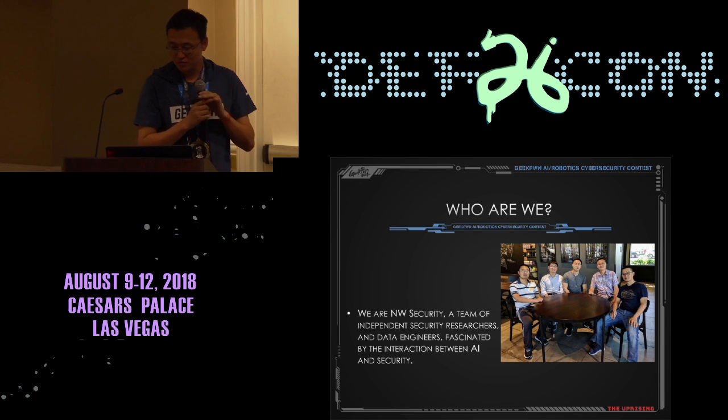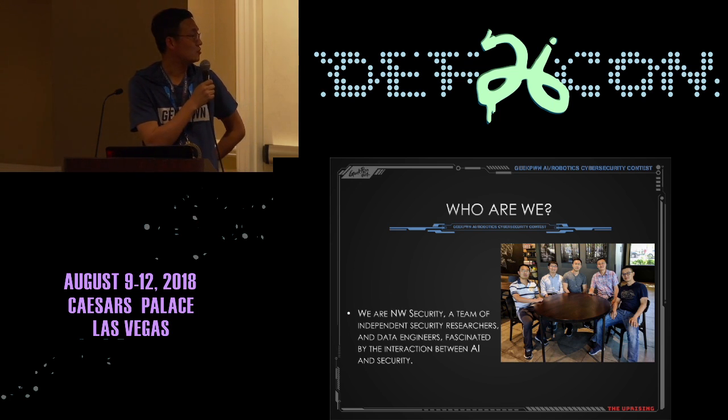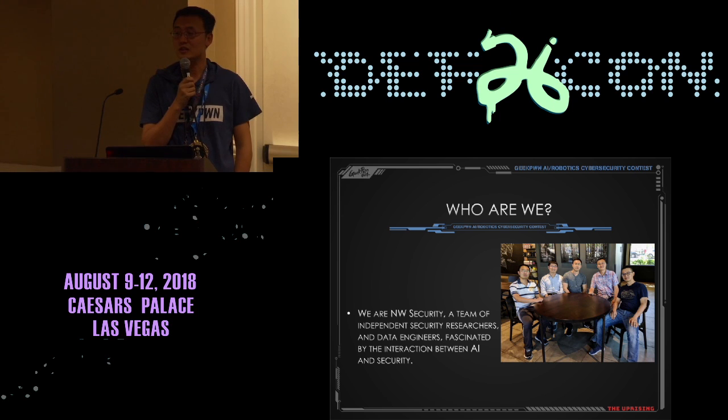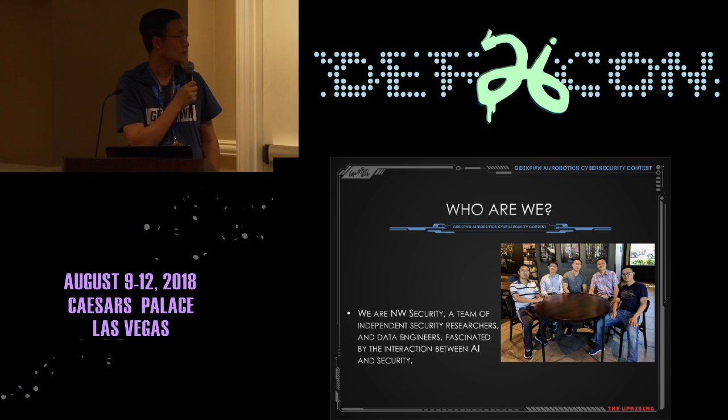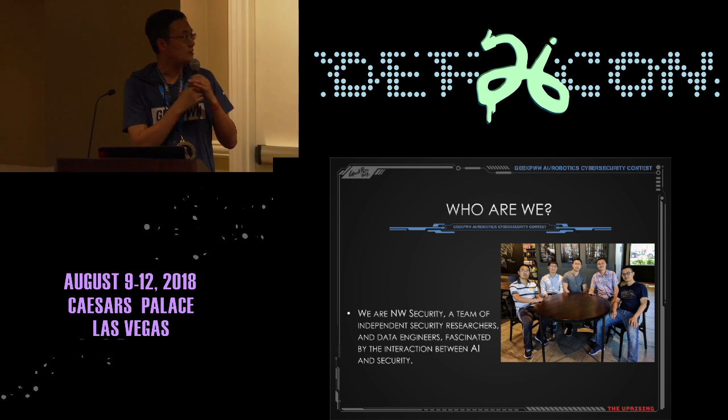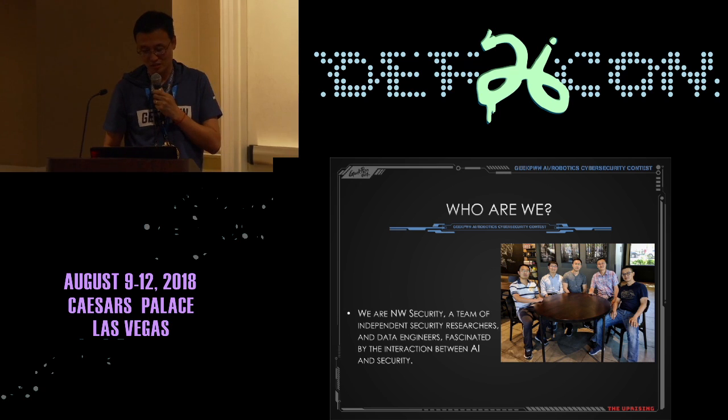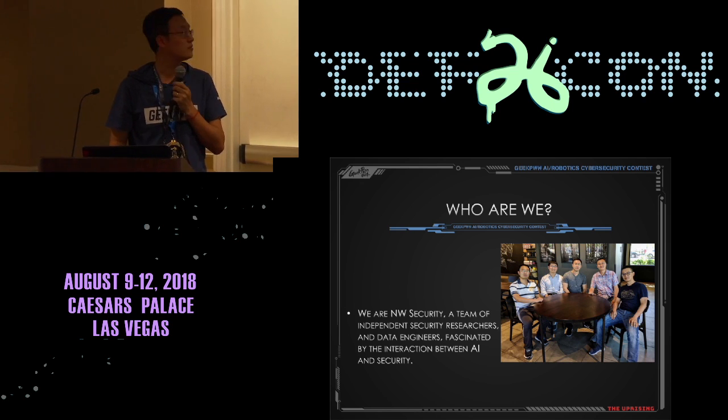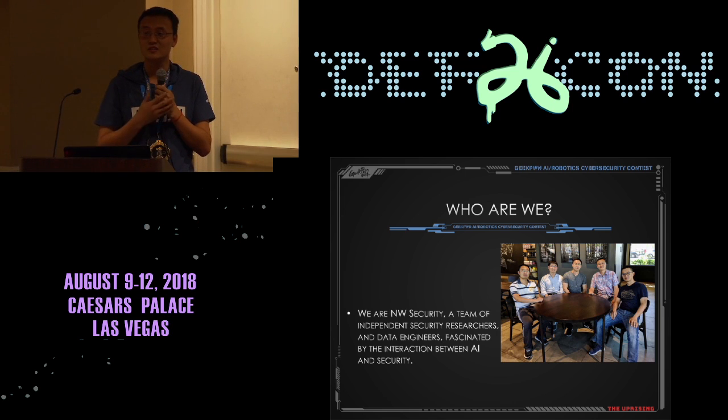Before I start, I'd like to introduce who we are. We are Northwest Security, a team of independent security researchers and data engineers. Right now we have five members, from left to right: Chen Li, Yang Chuan, Li Yang, Jiao Xiaojing, and Li Wei. We have diverse backgrounds, but we share a united interest, which is to apply AI techniques to solve security issues. We have been fascinated by the ideas coming out of the interaction between AI and security, and we have been actively looking for opportunities to learn more in that direction.